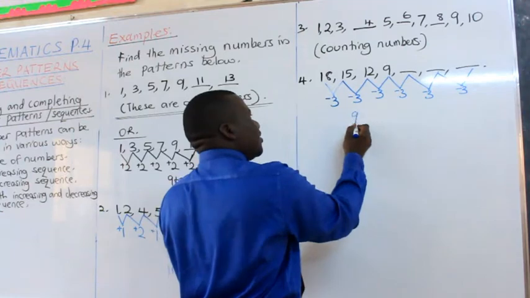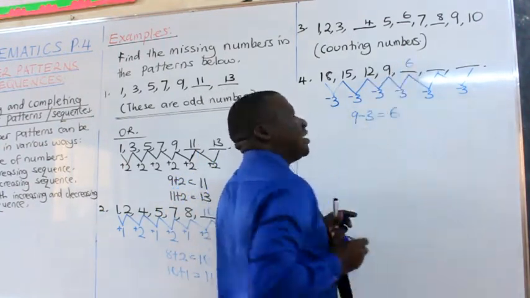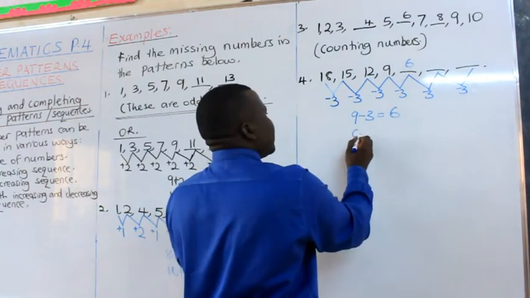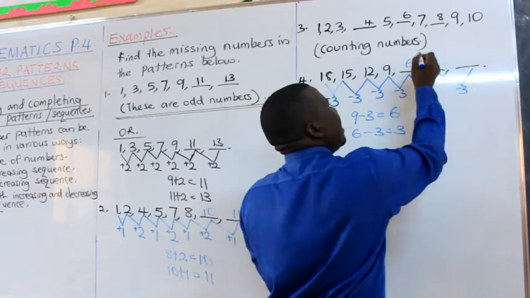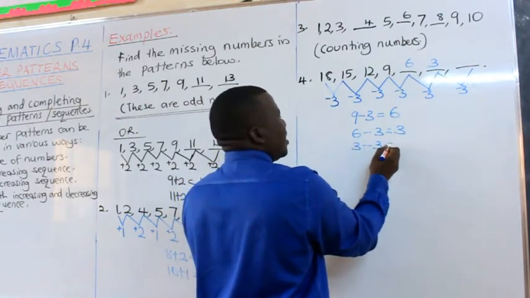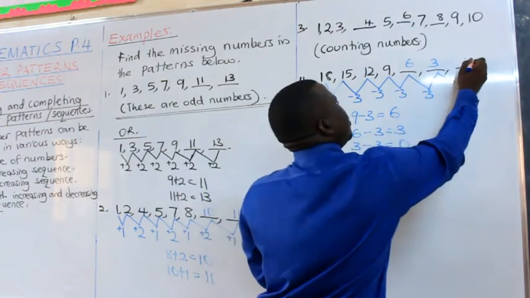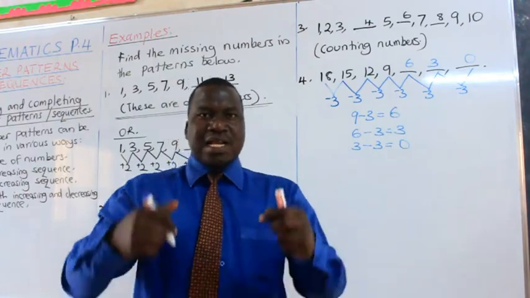So let's subtract. What is 9 minus 3? It gives us 6. So the missing number there is 6. What is 6 minus 3? It is 3. So the missing number there is 3. What is 3 minus 3? The missing number there is 0. So that is how, children, we get number patterns and sequences.